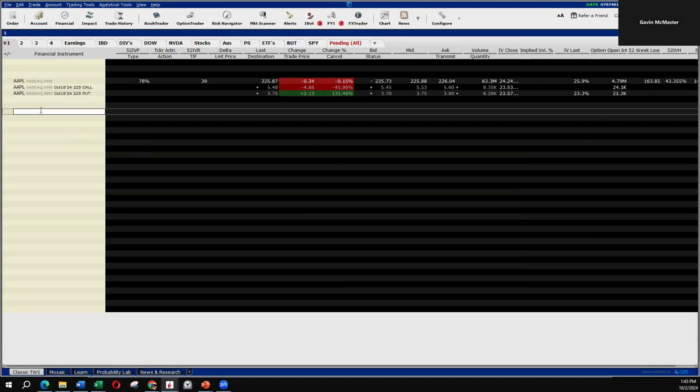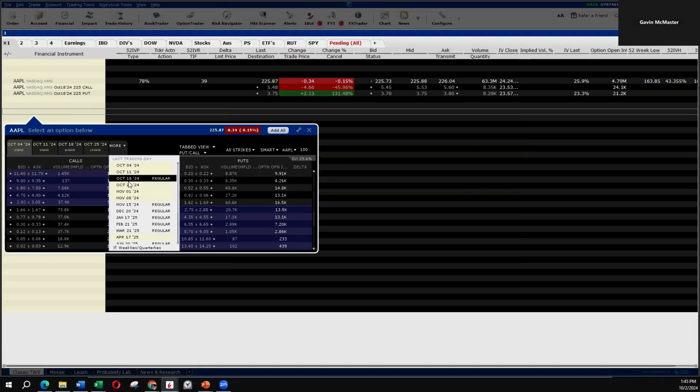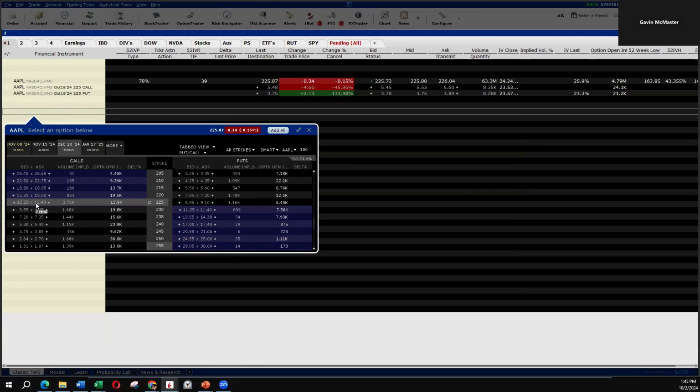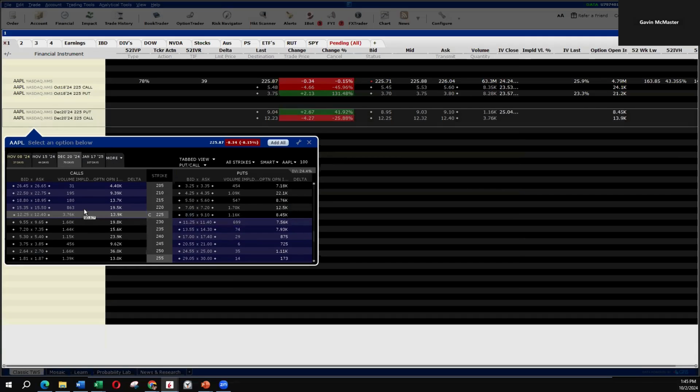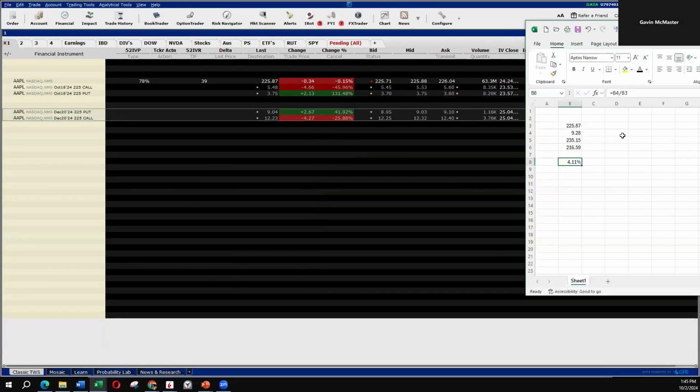Let's look at a further expiration, so further out in time. Let's go out to December this time. Now we can already see that the option prices are a lot higher. So we're going to be expecting that that expected move is going to be a lot higher as well. So we'll take again our midpoint of each one. Now we're looking at a range of about $21 up or down. So about 247 on the upside and 204 on the downside. So about a 9% swing up or down is what's expected in Apple between now and December 20th.